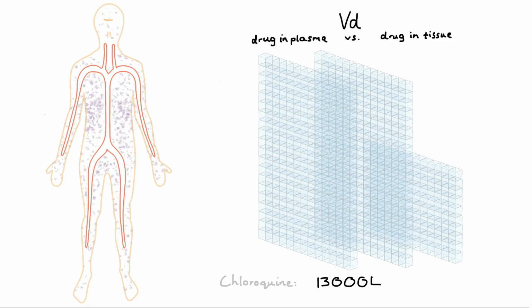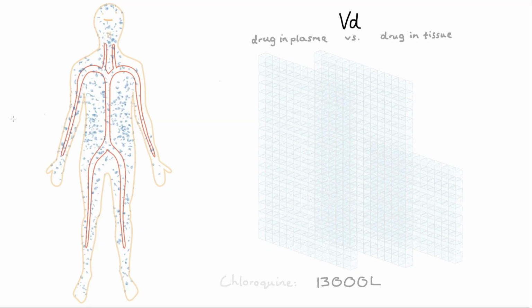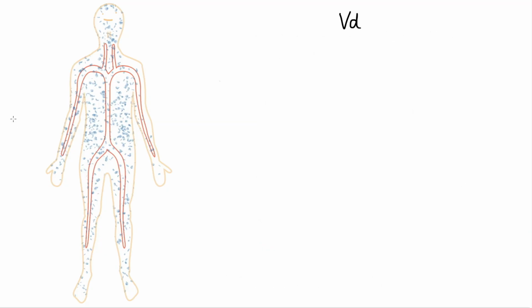So here's what the eventual distribution will look like. Pretty much all of the drug is moved out of the blood and into the tissue. And paracetamol, as you can see here, is somewhere in the middle. So to reiterate, volume of distribution essentially gives you an idea of how much drug will stay in the blood and how much will spread into tissue out of the blood.